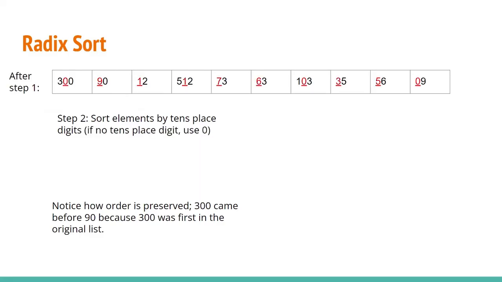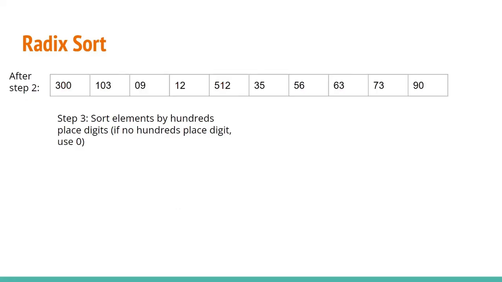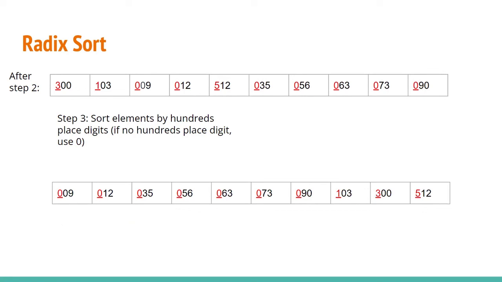So once we do this, we're going to sort the elements by the tens place. And if there's a scenario, for example, the 9 in our array here, if there's no tens place digit, just use a 0. Once we have that, we have sorted all our elements. And then finally, we'll sort elements by the 100th place digit. Once again, if there's no 100th place digit, just use a 0. And once we do this, we'll have our array completely sorted.